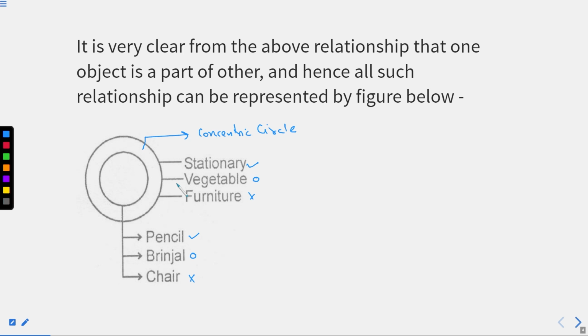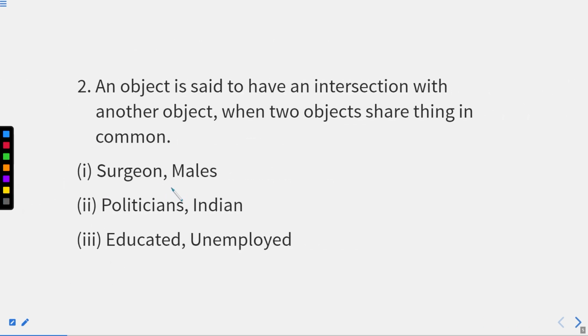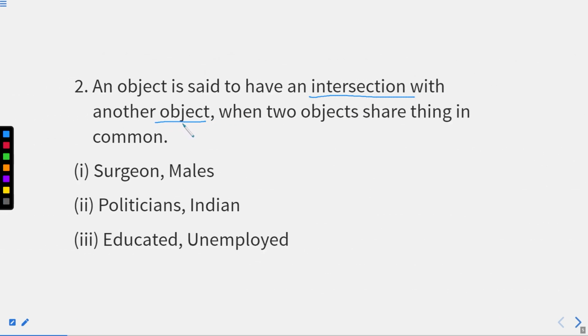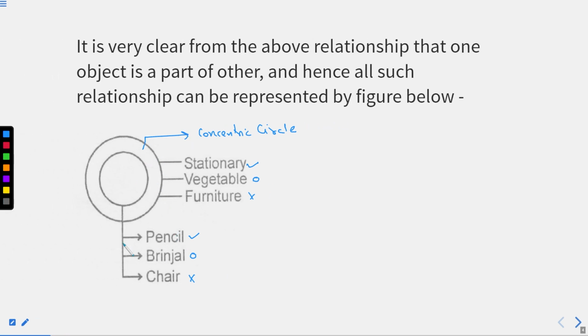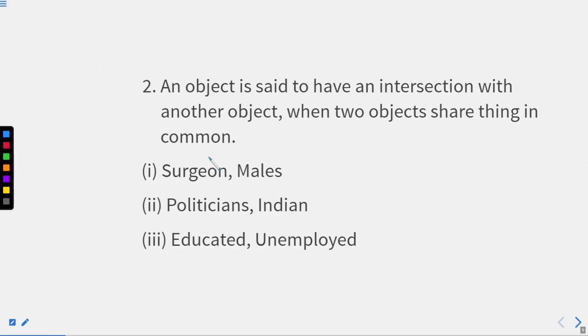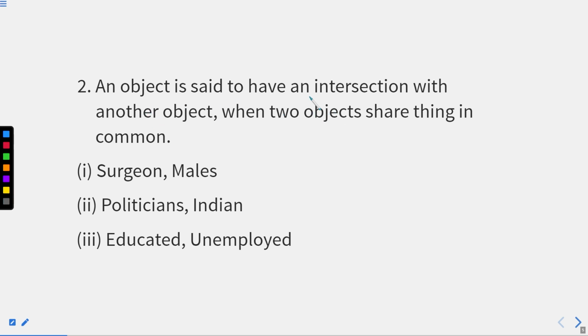Now we are going to read the second case, right? The second case says that an object is said to have an intersection when there are only a few things in common with the other object. Like initially we read everything in common, that is, pencil completely lies in stationery itself, right? So here we have seen an intersection with another object. When two objects share things in common, it means there are two different things we are talking about, but there are very few things in common between them, right?